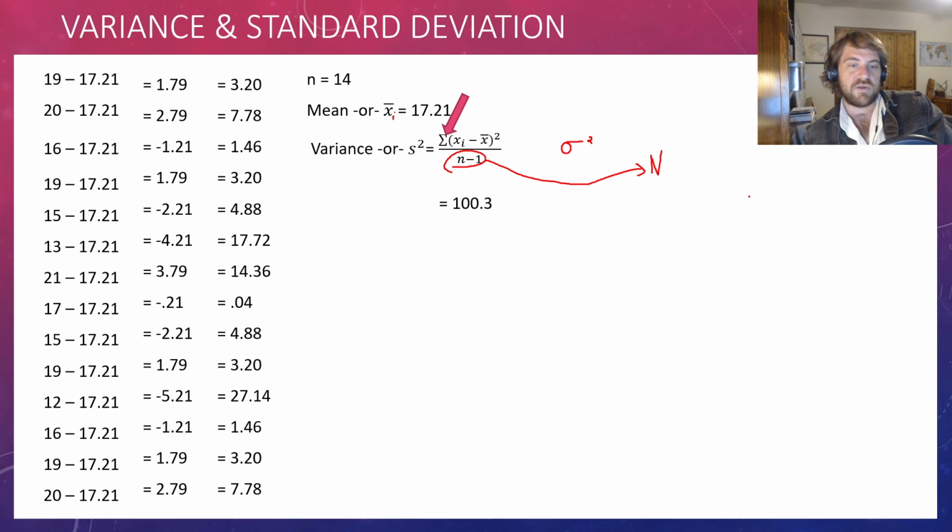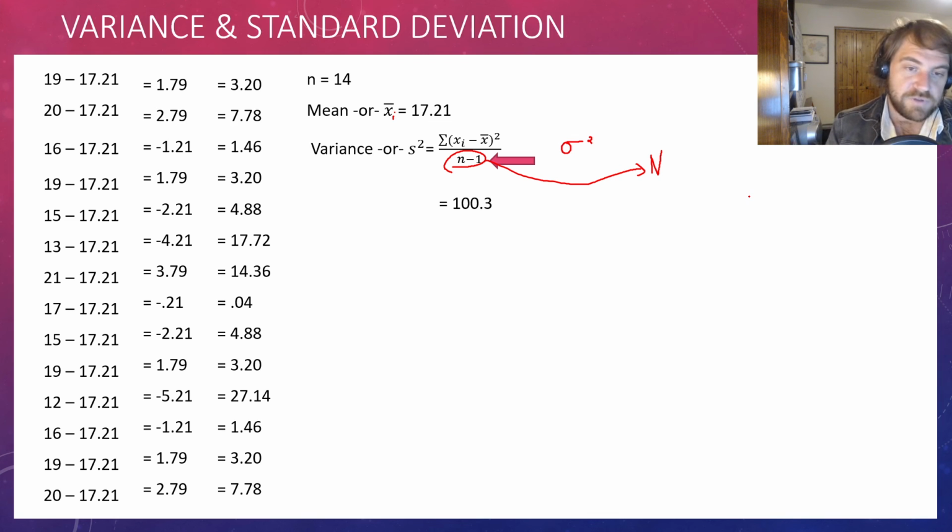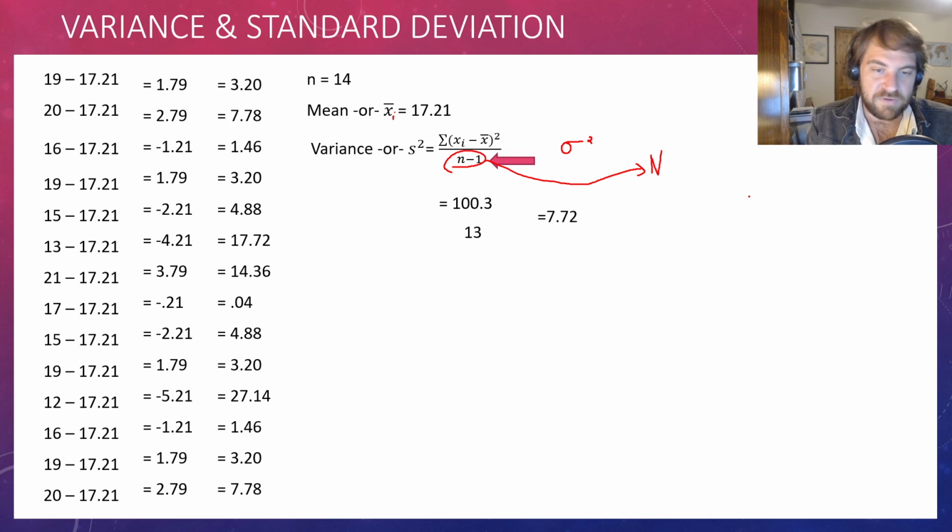The next step is that we want to divide by n minus 1. Our n is 14, so our n minus 1 is going to be 13. We have 100.3 divided by 13. I should have a line between those two, but I don't. Just pretend that there's a line between 100.3 and 13. But 100.3 divided by 13 is 7.72. And that is our variance. The variance is 7.72. Not really that hard.